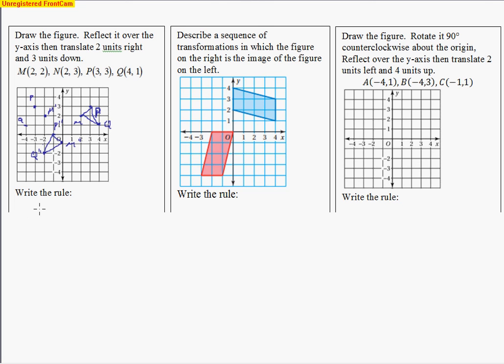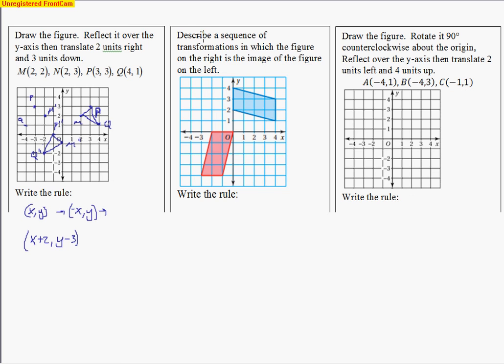So they ask us to write the rules. The rule for the reflection over the y-axis is that the y values are the part that do not change. The x values do when we go over the y-axis. So it's (negative x, y), and the translation was 2 to the right. So (x plus 2, y minus 3), because it was 3 down.